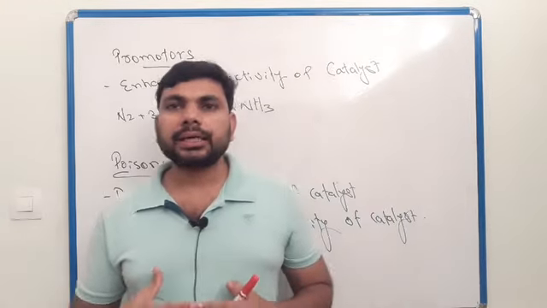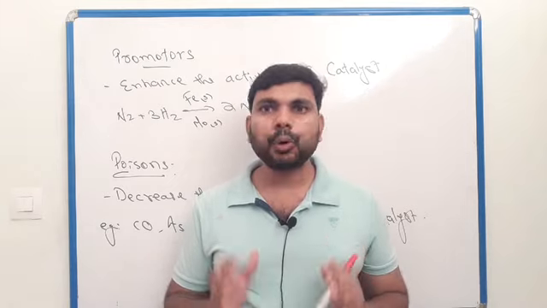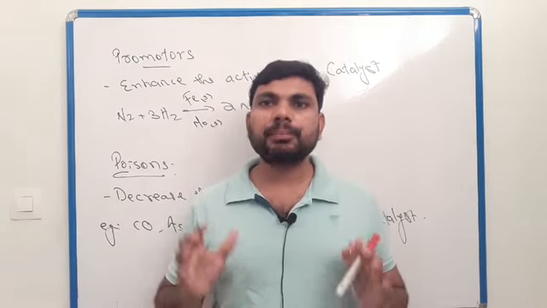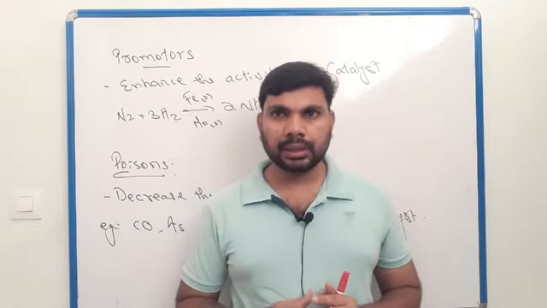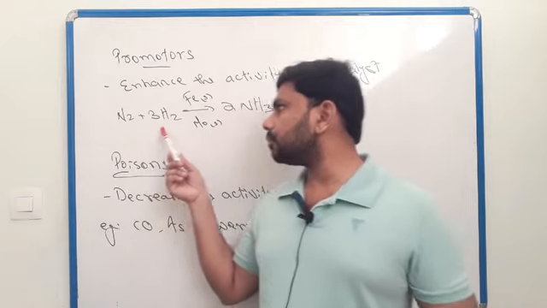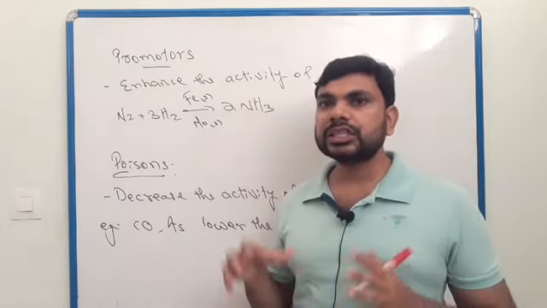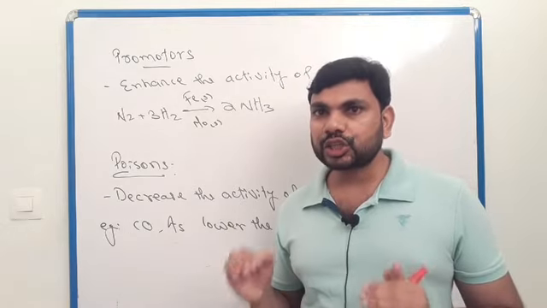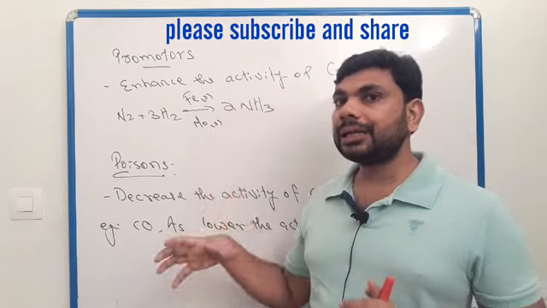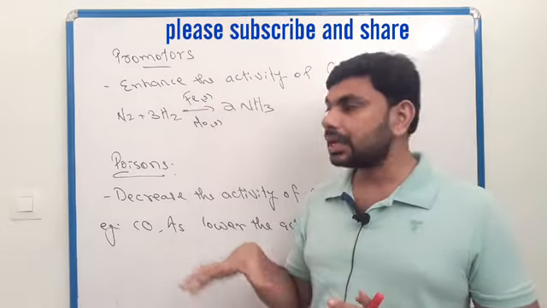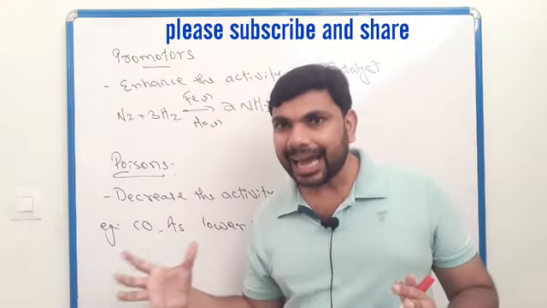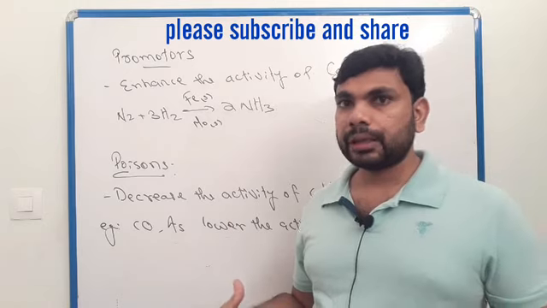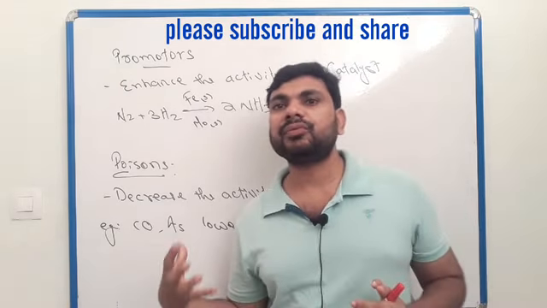Next, we have to understand catalytic promoters and poisons. Promoters are the substances which enhance the activity of a catalyst. Example: nitrogen reacts with hydrogen to form ammonia, N2 plus 3H2 giving NH3. This is the Haber process. In the Haber process, iron in solid state acts as the catalyst. Molybdenum in solid state enhances the activity of iron, so molybdenum acts as a promoter. Promoter means it enhances the activity of the catalyst.